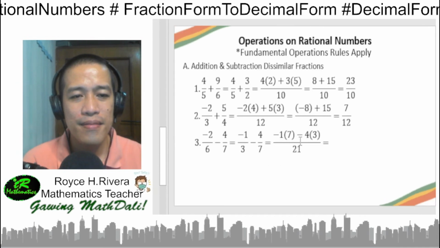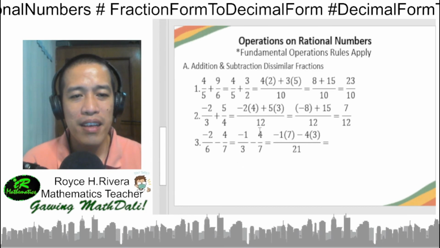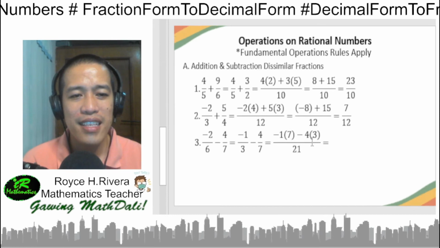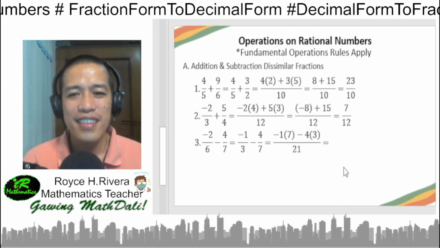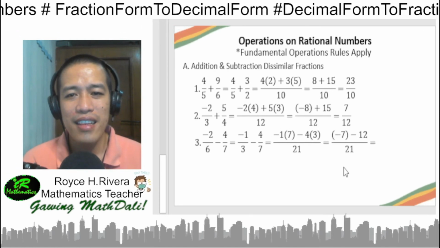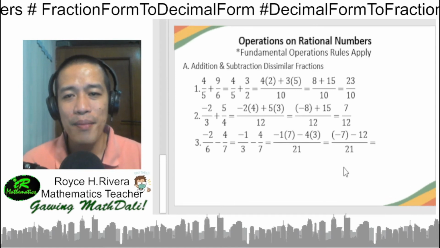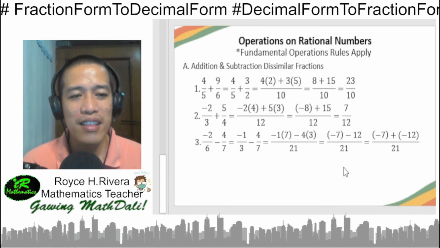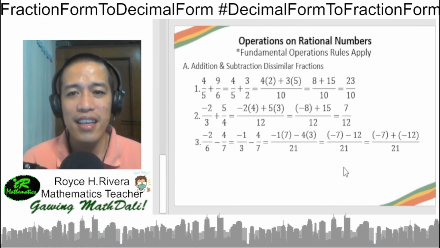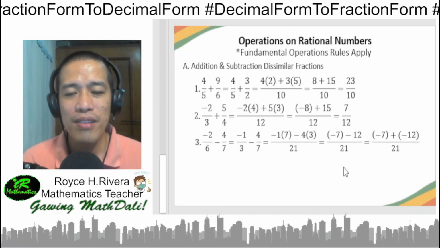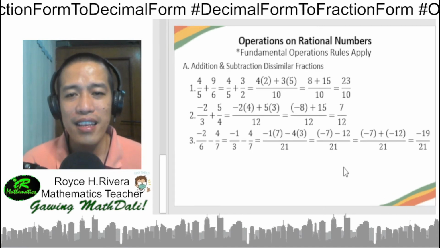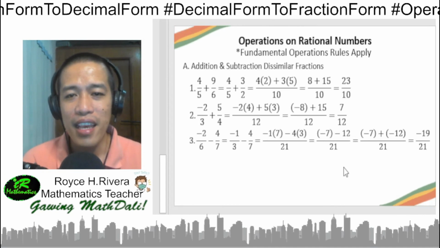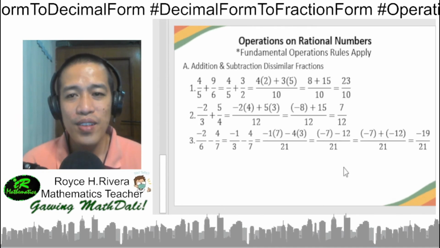minus the cross product of 4 times 3. We will obtain negative 7 minus 12. And that is equivalent to negative 7 plus negative 12, all over 21. And finally, we will obtain negative 19 over 21.